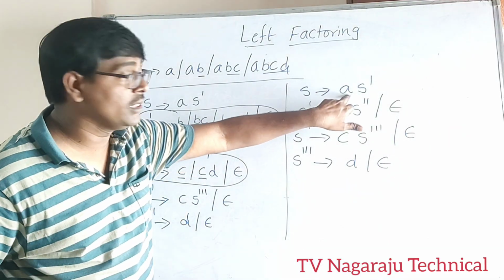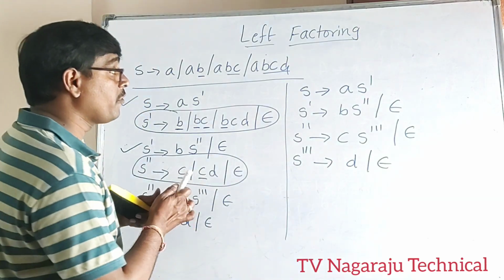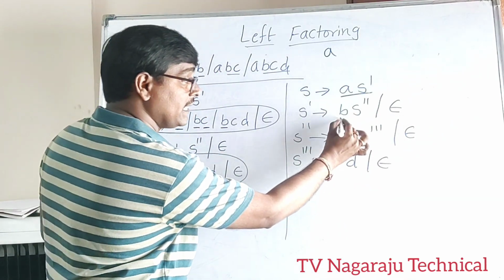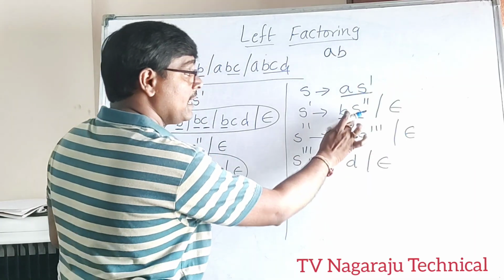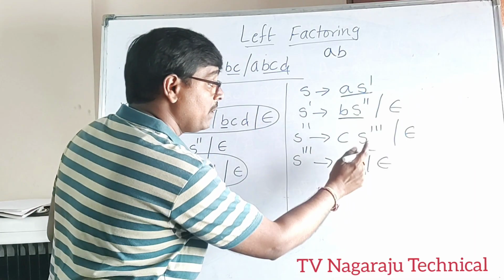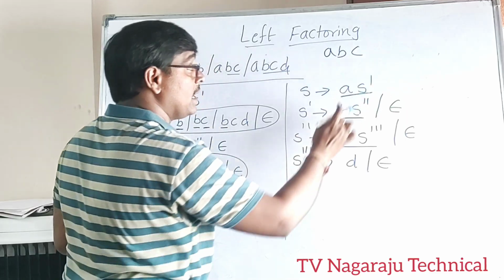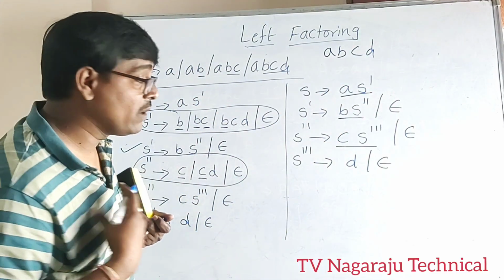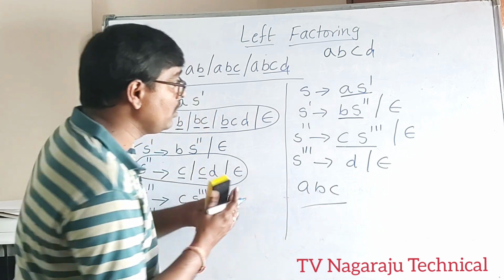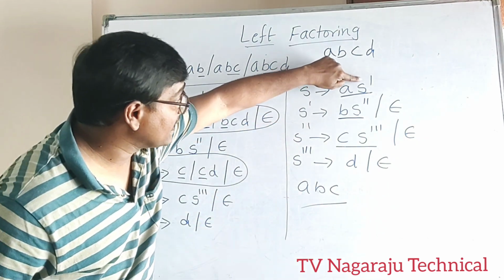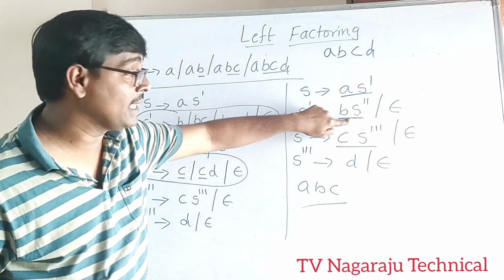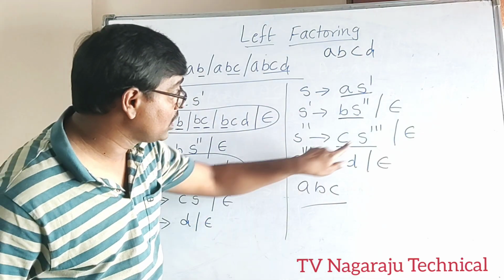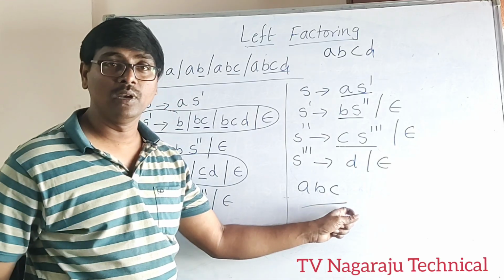First I am moving to this one, A S dash. From this I am getting A. Now S dash is replaced with this one, B S double dash. S double dash is replaced with this one, C S triple dash. Now S triple dash is replaced with D. Suppose I want only ABC. What you are doing? First move to this one. S dash is replaced with this one, I am getting AB. S double dash is replaced with this one, I am getting C also. Now S triple dash is replaced with epsilon, I am getting only ABC.